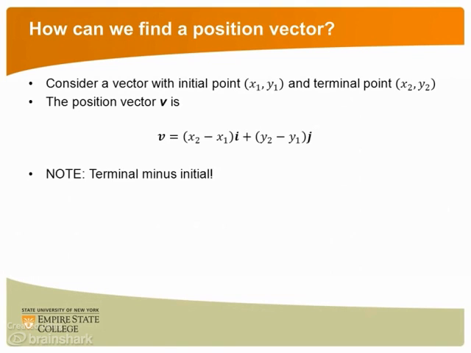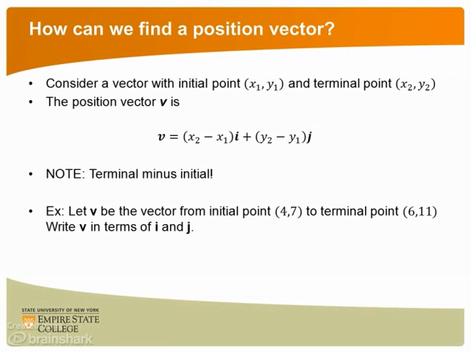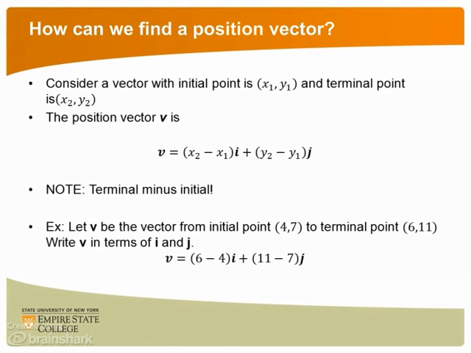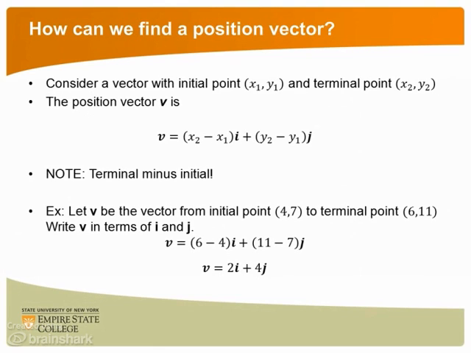An important thing to remember is that we subtract in the order terminal minus initial. Let's look at an example. Suppose our initial point is (4, 7), and the terminal point is (6, 11). What is the equivalent position vector? Plugging into the formula, we have 6 minus 4 times i plus 11 minus 7 times j. So the position vector would be v equals 2i plus 4j.